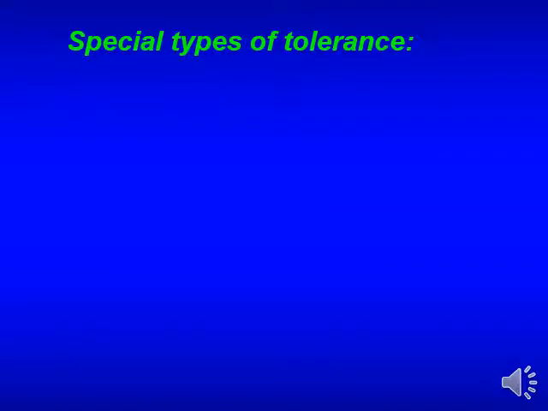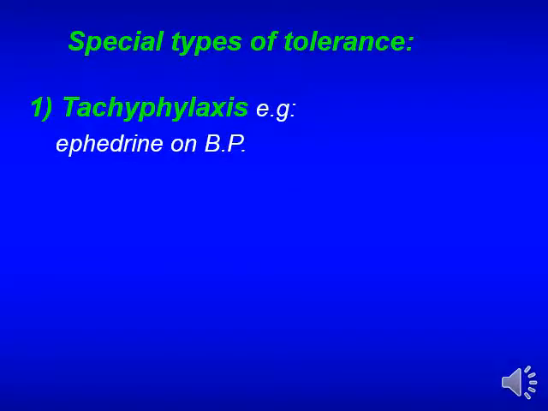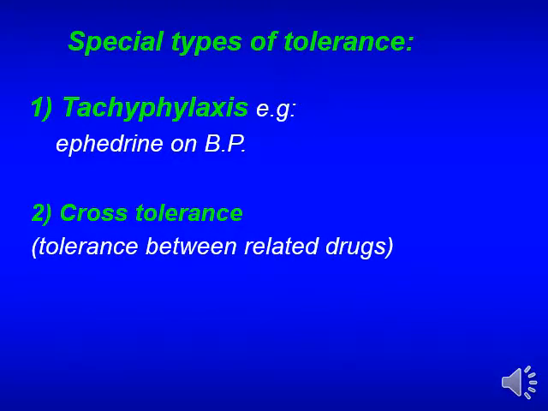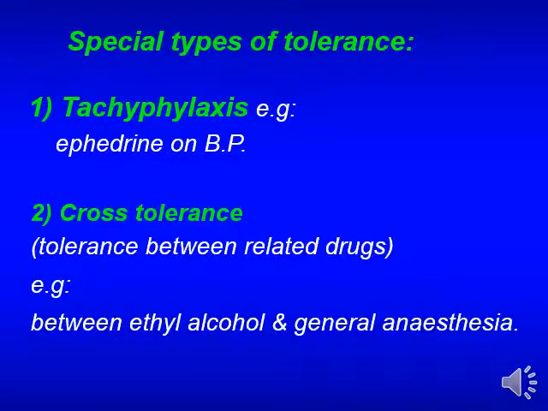Special types of tolerance. Tachyphylaxis is acute acquired tolerance. For example, effect of ephedrine on blood pressure. Cross tolerance, it means tolerance between related drugs. For example, between ethyl alcohol and general anesthesia.